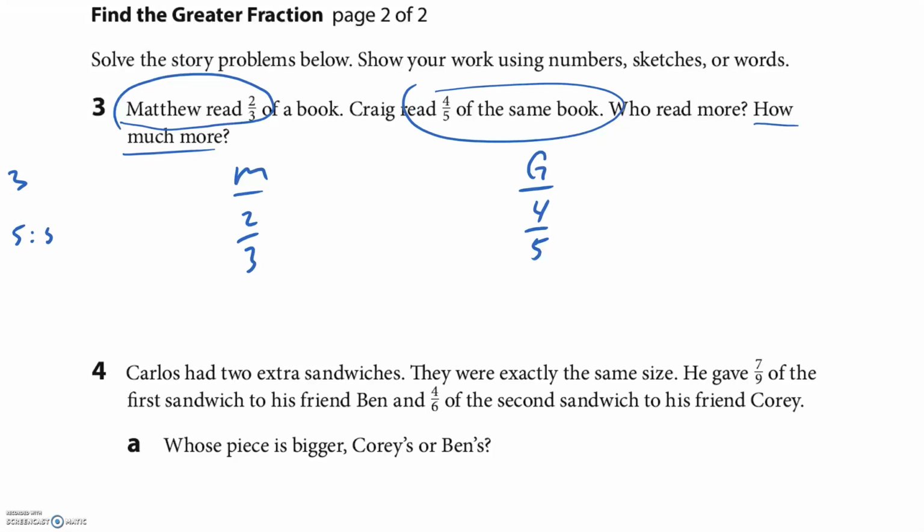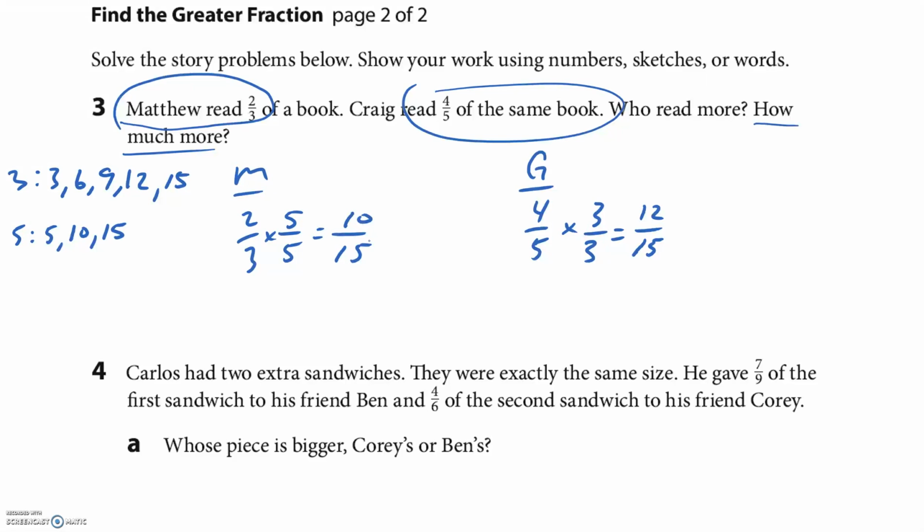If I go with my 5s, 5, second multiple is 10. Well, I already know 3 goes into 15. So this one's going to be the third multiple of 5. So that becomes 12/15. Now let's do our 3s. 3, 6, 9, 12, 15. Fifth multiple of 3. So 5/5 equals 10/15. Let me look at that for a second. It looks pretty accurate.